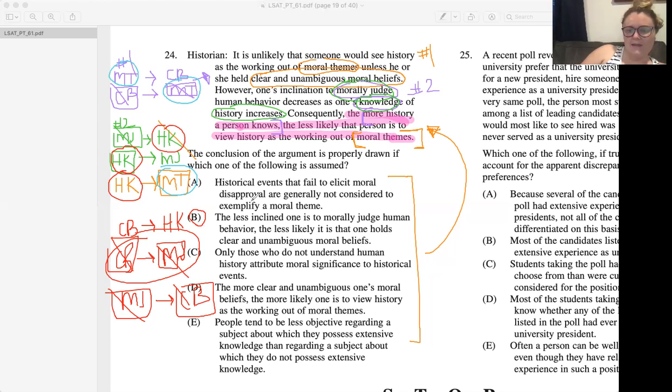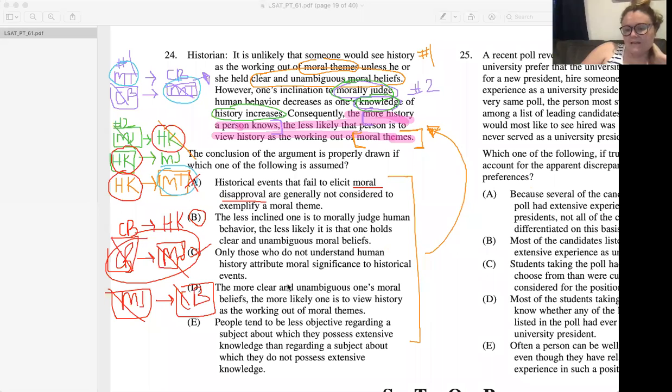So for example, A, historical events that fail to, like we never talk about moral disapproval. So it's really easy to cross off answer choice A. C, only those who do not understand human history attribute moral, like that doesn't matter. That's not connecting the variables that we need to be connected.